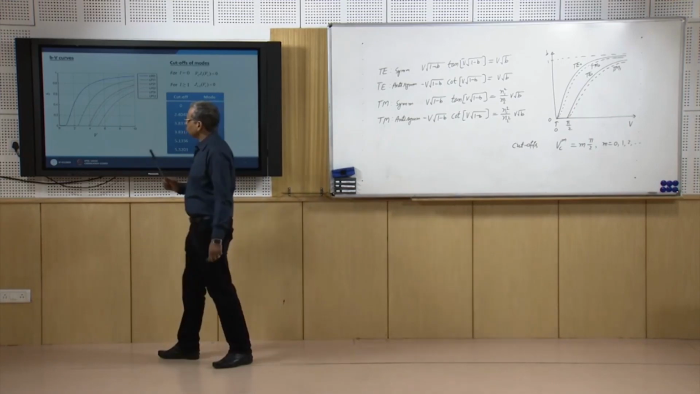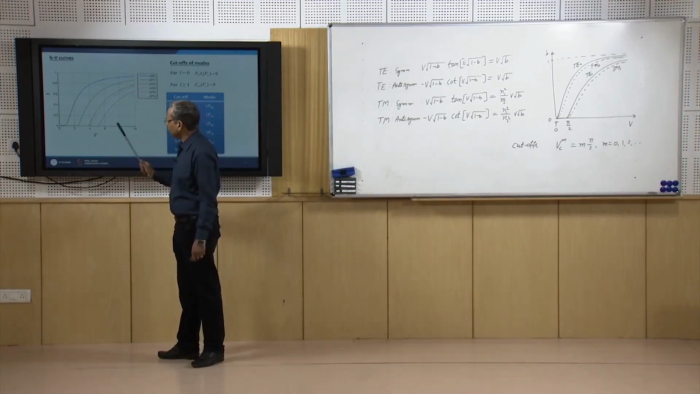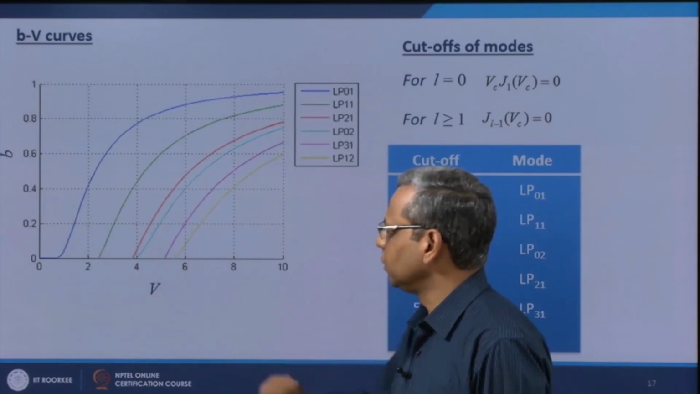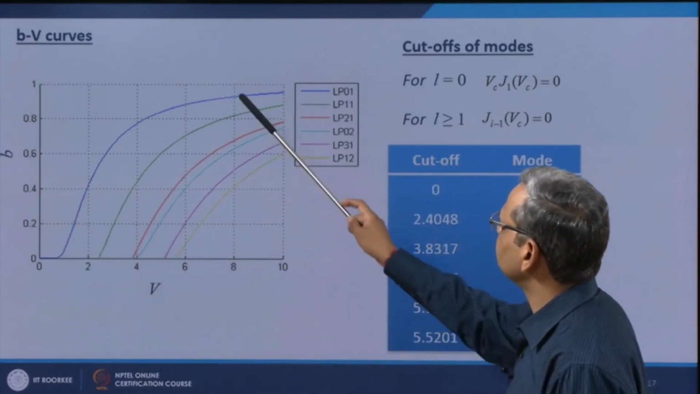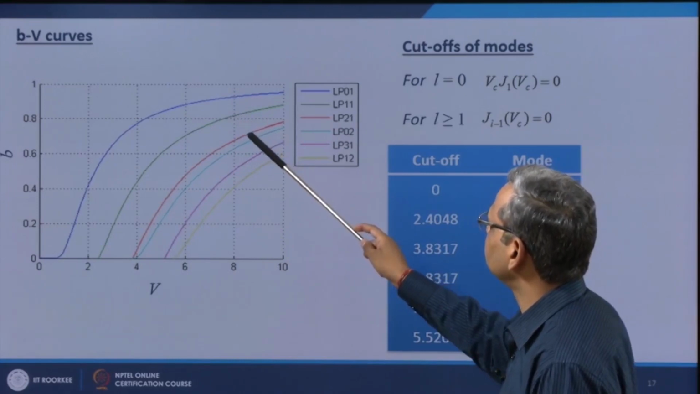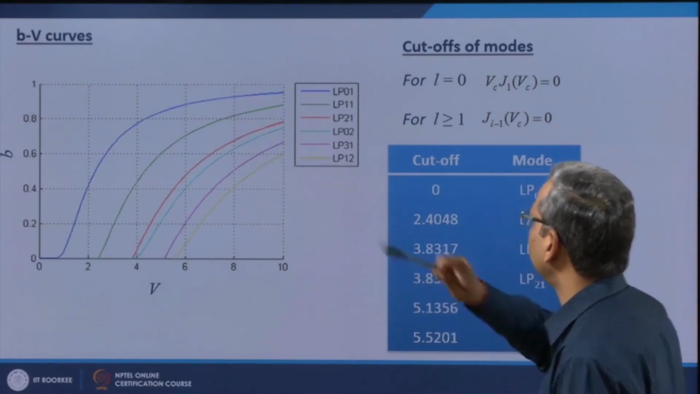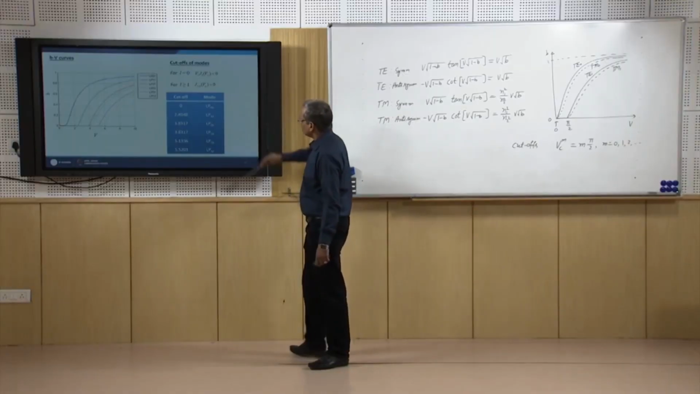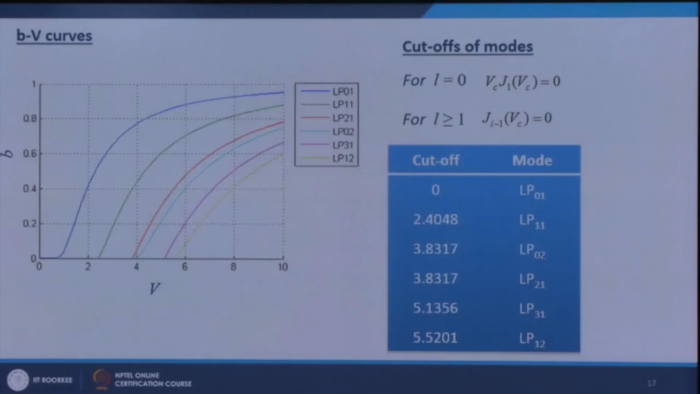So, if I do that, for different values of V, I can find out the propagation constants B and plot them. This is the LP01 mode, this is the LP11 mode, this is LP21, 02, 31, 12 and so on. The cutoffs of the modes are not straightforward; they are the solutions of these equations, where J are the Bessel functions. By finding the zeros of these Bessel functions, I can find the cutoffs. So, these are the cutoffs of the first few modes.